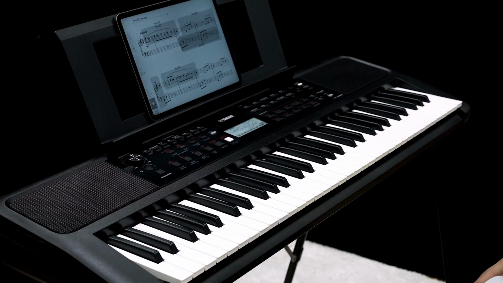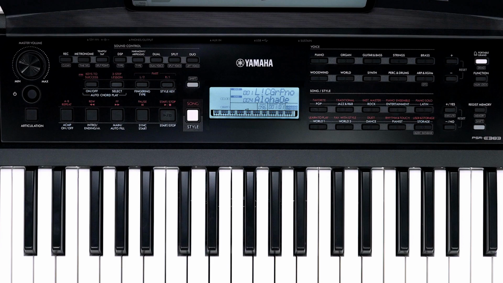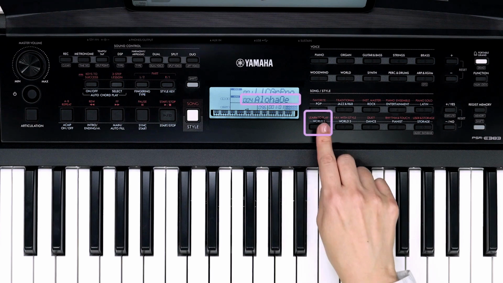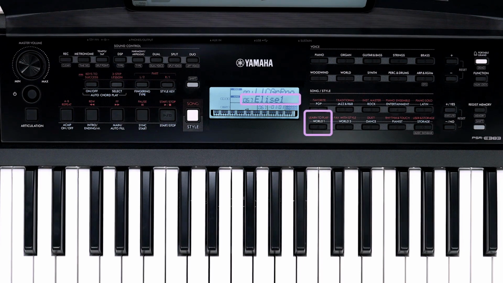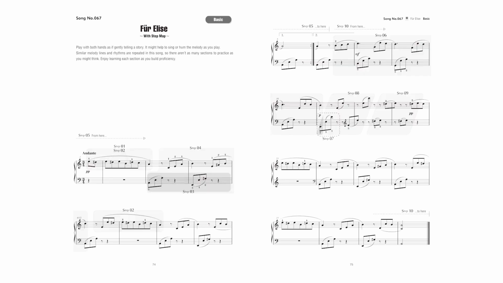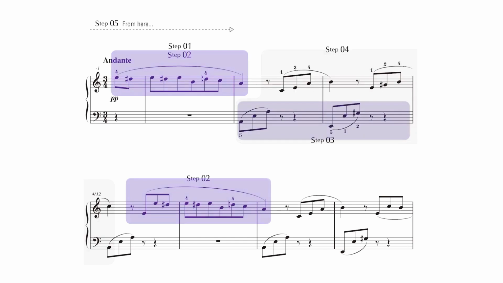For greater help in practicing songs, you can use the special songbook available as a download from the Yamaha product website. Here, let's practice the first song in the Learn to Play category, Für Elise. Press the Learn to Play category button once and select Für Elise. The score is available in the songbook for your convenience. Each song is made up of several steps.